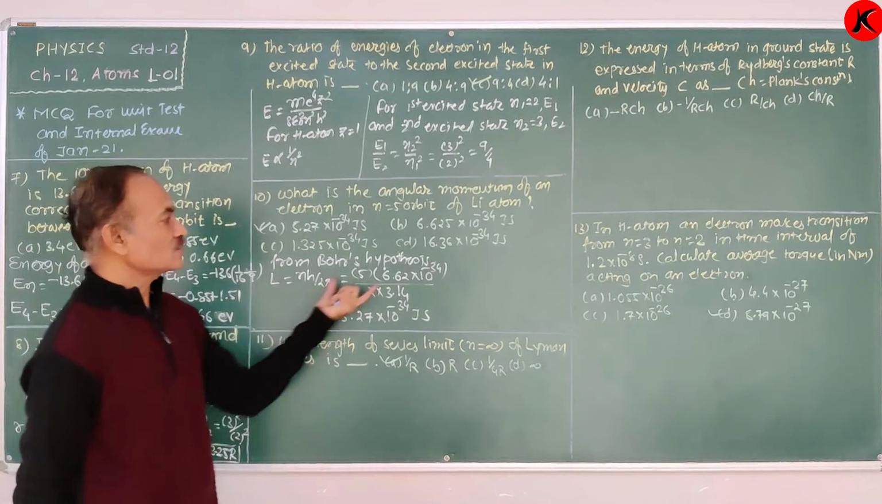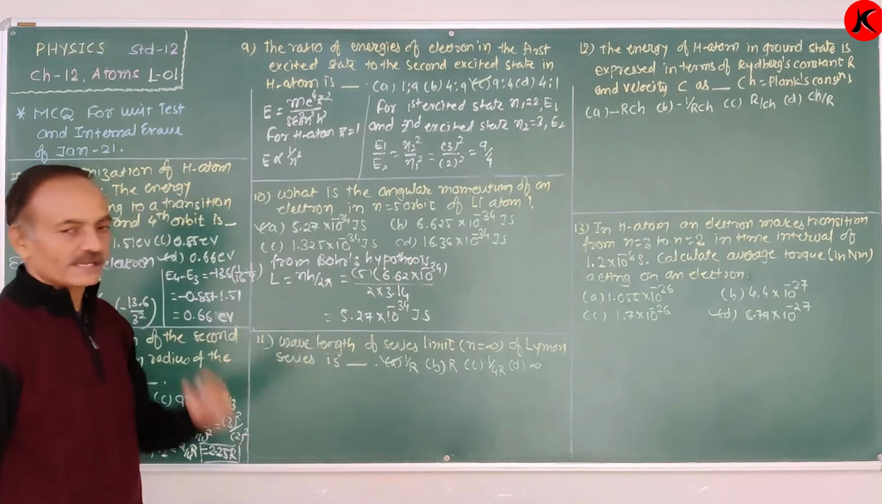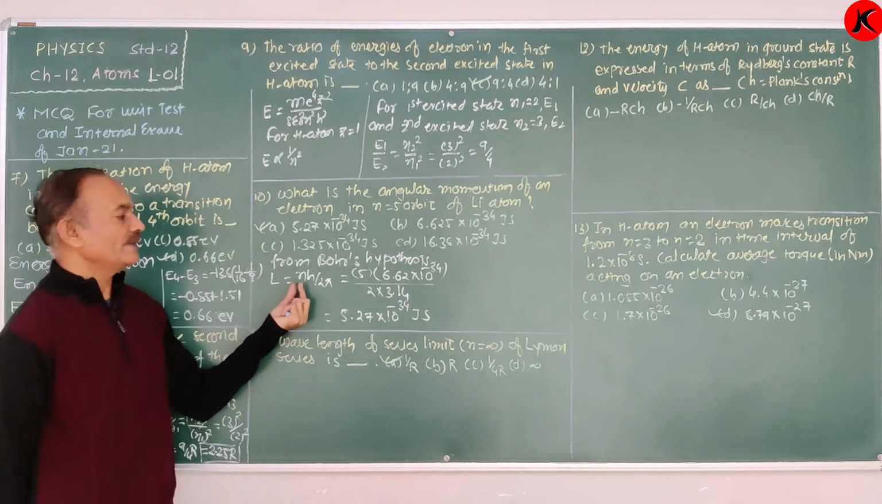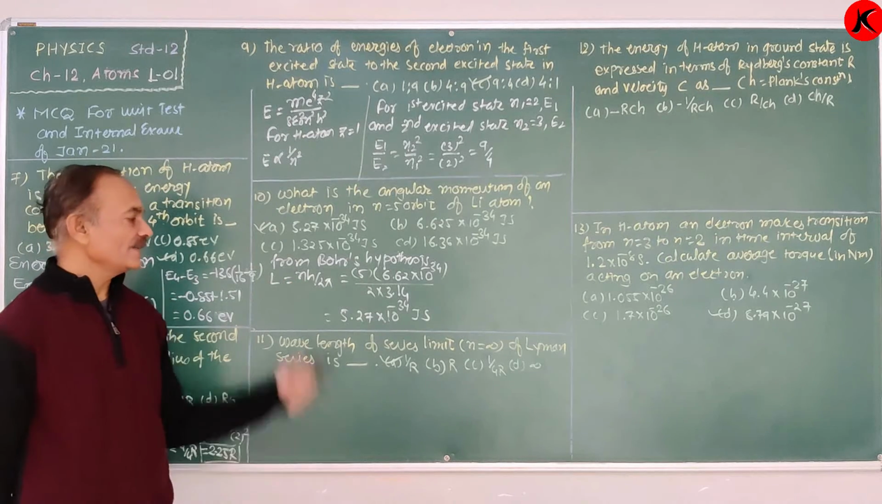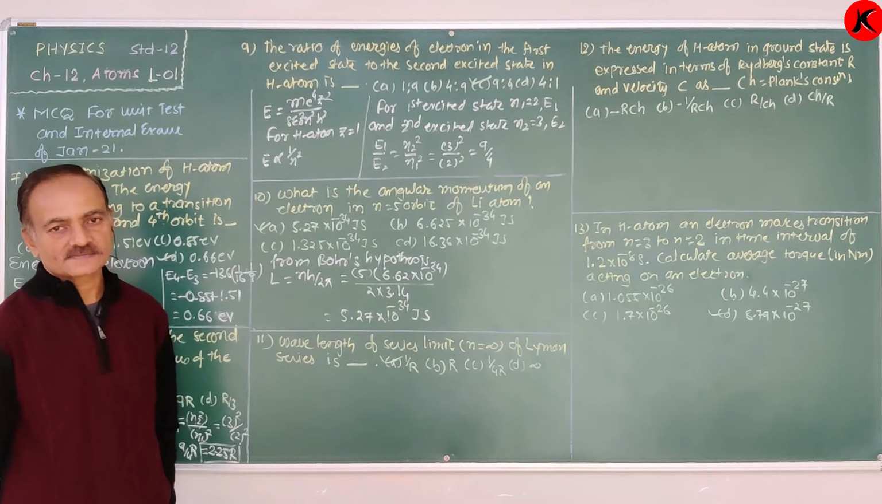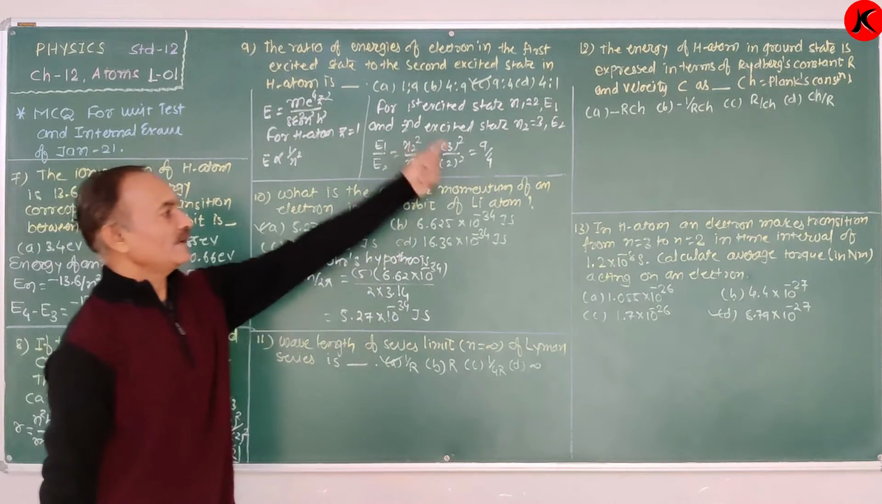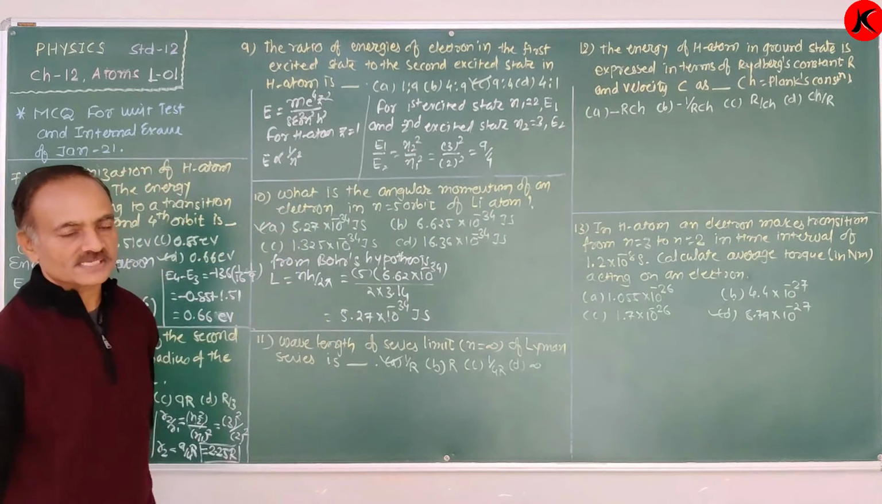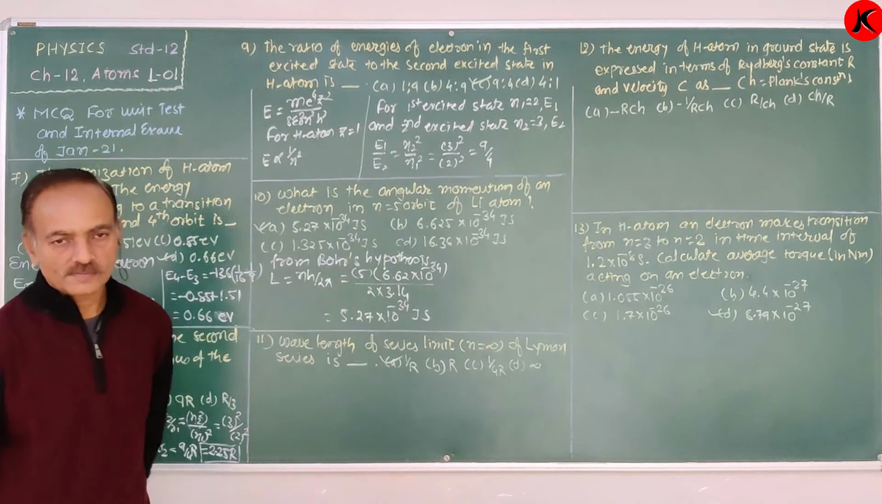Here the angular momentum does not depend on the atom. It only depends on the number of the orbit. h and 2 pi are constants. Right? The same value of angular momentum holds for a hydrogen atom and any other atom.